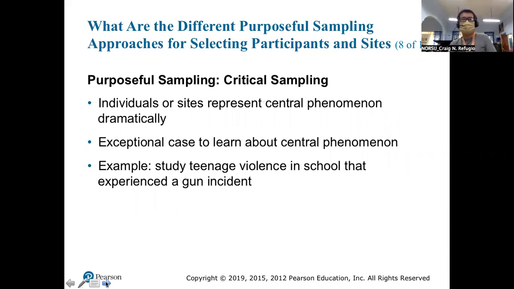Critical sampling. Individuals or sites represent the central phenomenon dramatically, an exceptional case to learn about the central phenomenon. For example, study teenage violence in a school that experienced a gun incident. So what is part of critical sampling? A gun incident is not normal and it's classified in a critical perspective.